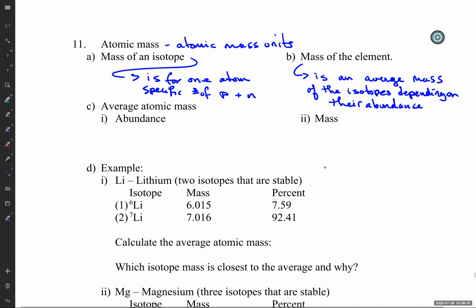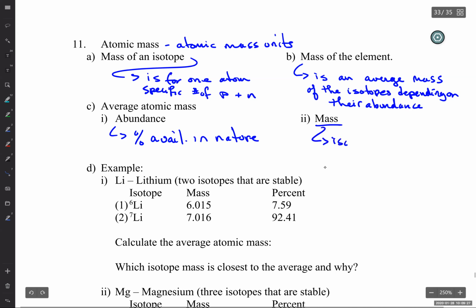So what do I mean by abundance? We'll define that next. The abundance is the percent available in nature. I just abbreviated, sorry, I didn't want to write all the way. And the mass is what we've referred to as the isotopic mass or the exact mass. That's again, the mass of an element. Those are the two things that the average depends on, right?